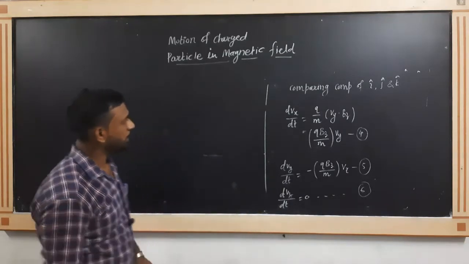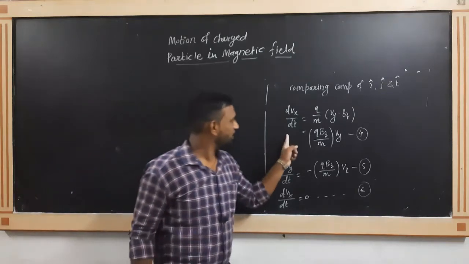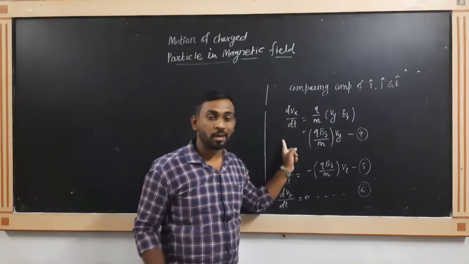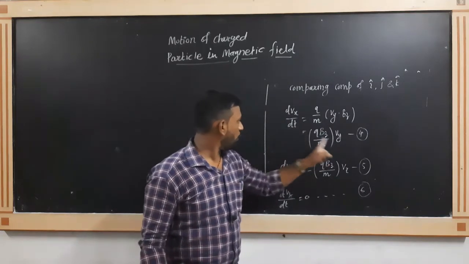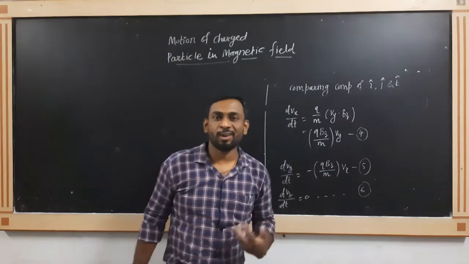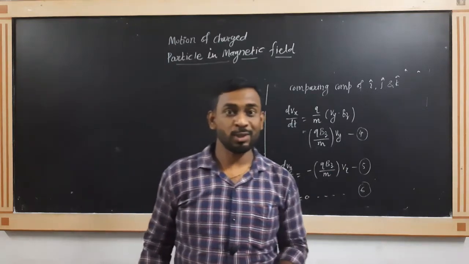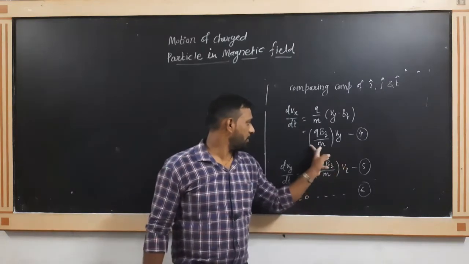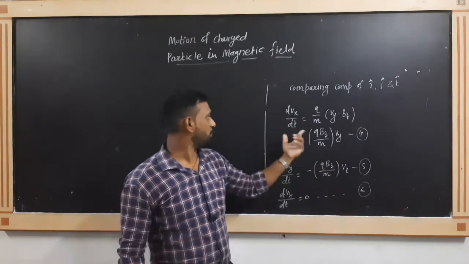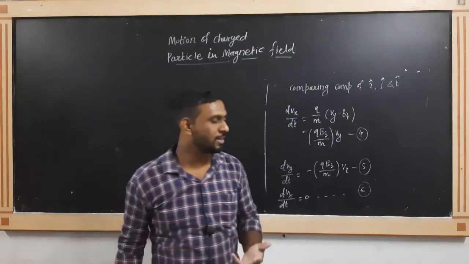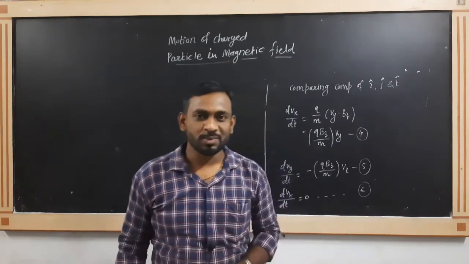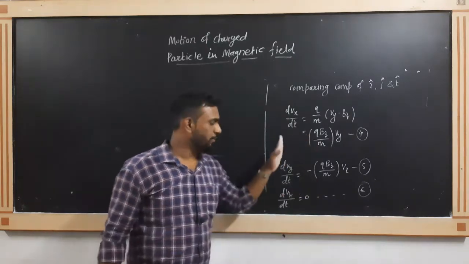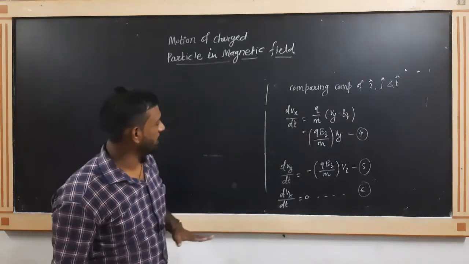Okay, so we have this one, and look at these values. This dvx by dt is basically the acceleration of the charged particle along the x direction, and on which factor does it depend? It depends on the velocity of the charged particle along the y direction. So it looks like some magical term, we can say. The acceleration of the charged particle along the x direction depends on the velocity along the y direction, and vice versa. Okay, so this is something new we have not seen earlier.